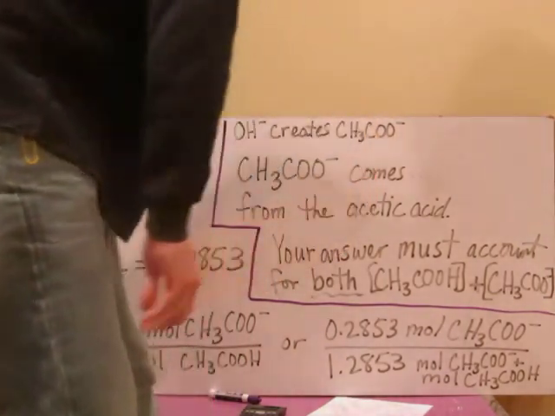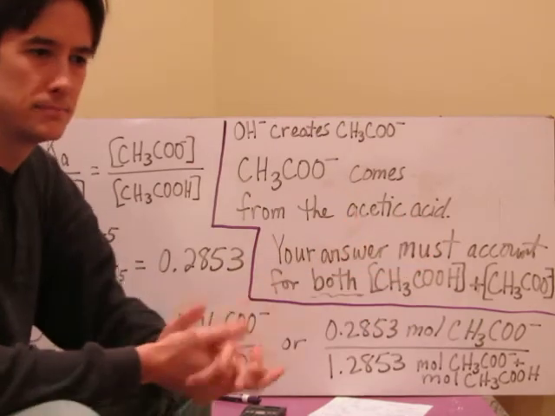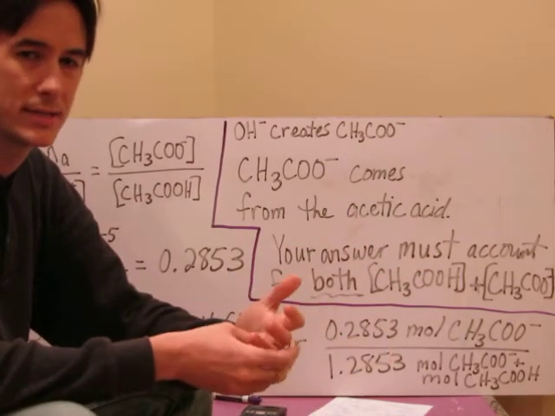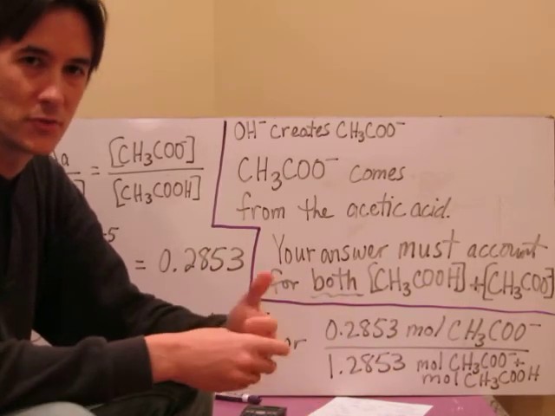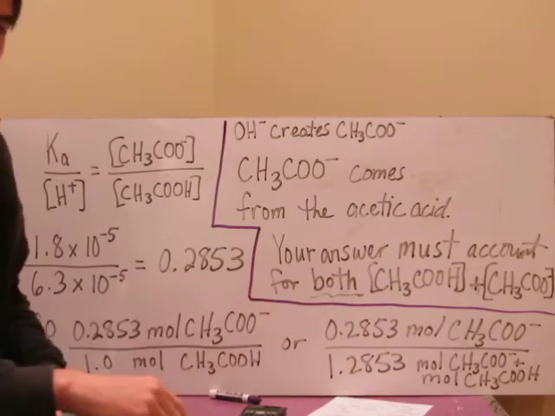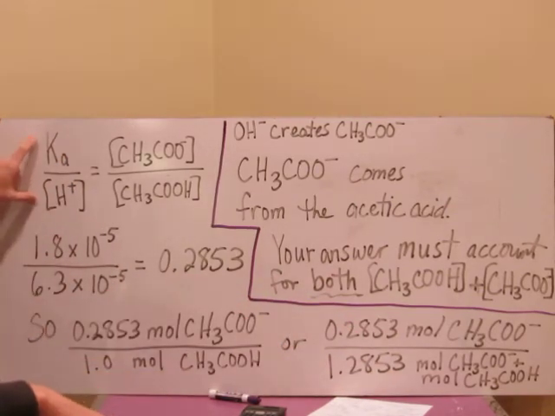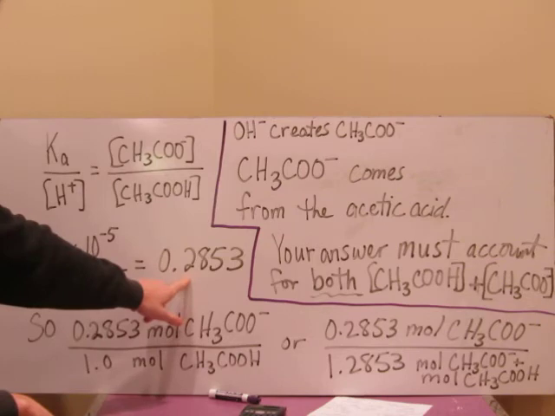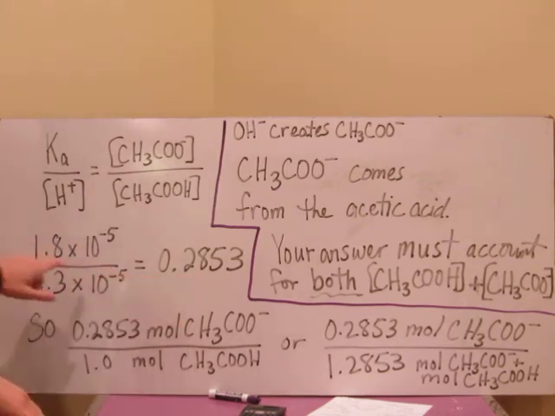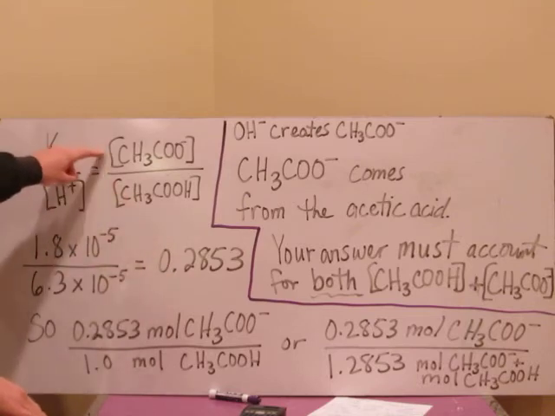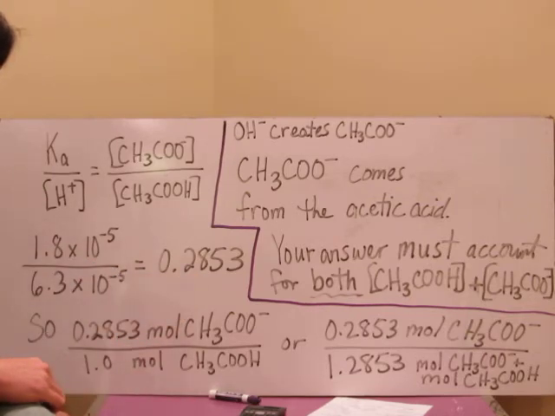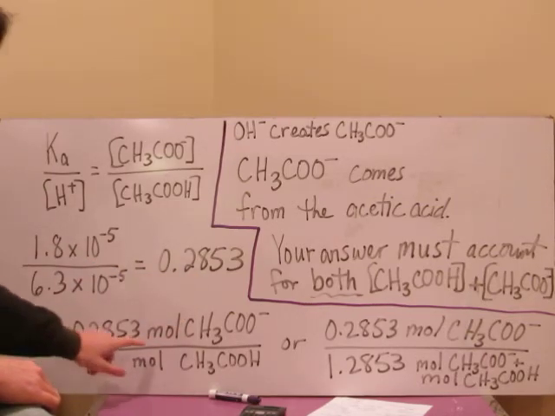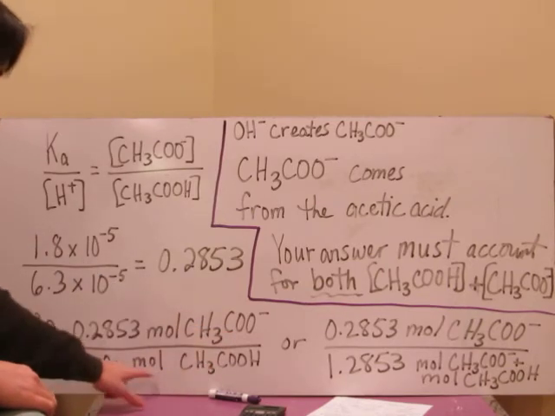Oh, by the way, I should have said this before, just pause at any time. Pause in the beginning, solve it yourself. Pause now, solve it yourself, and come back and see, did you do it correctly? So we have this situation, we know these two things, we can plug those numbers in, and we get 0.2853. You divide these, so that tells us that the ratio of acetate to acetic acid in our final solution is 0.2853, 0.2853 moles of acetate per 1 mole of acetic acid.